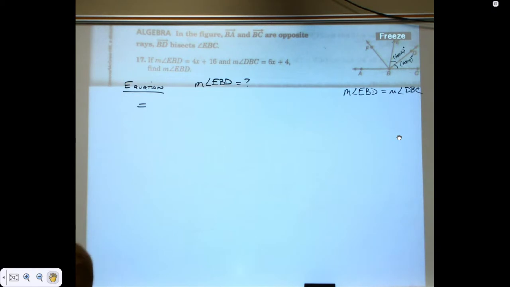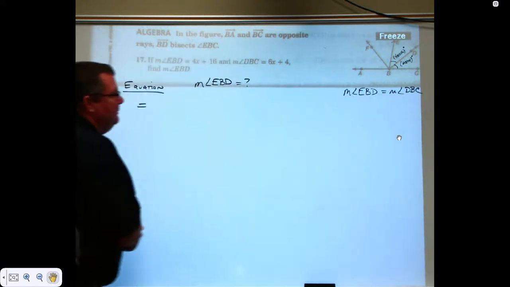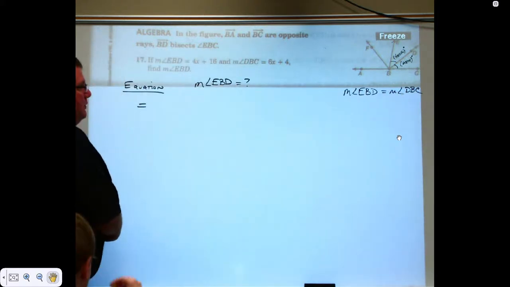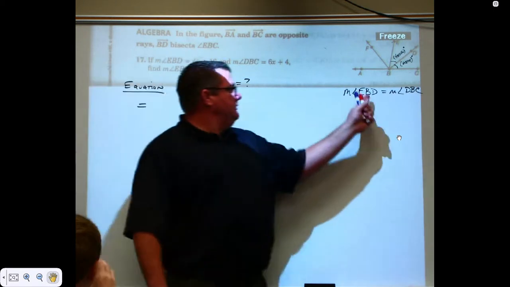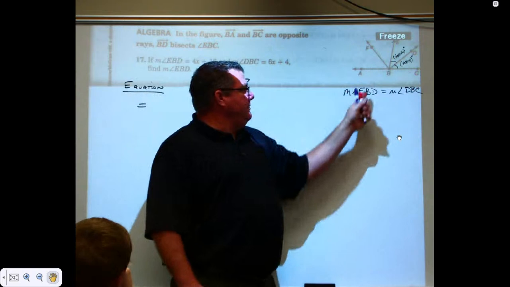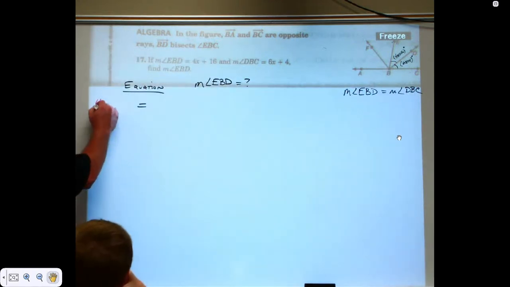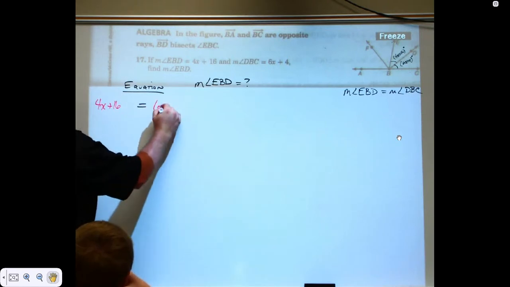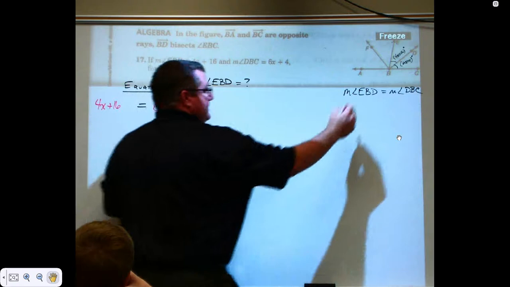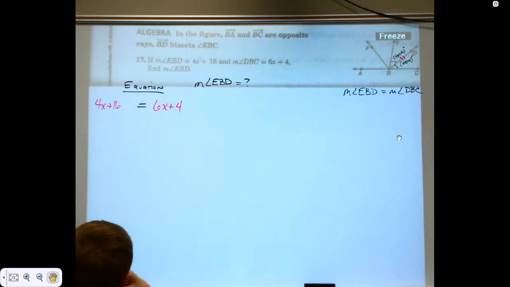Now, so this is equal to this, correct? Correct. So what can I create an equation for? 4x plus 16 is equal to 6x plus 4. Doesn't this right here represent that? Yeah, exactly right. So I could say 4x plus 16 is equal to 6x plus 4. Now why is that? Because we said these two are congruent. So those two are equal, are they not? So we have a valid relationship between the two.